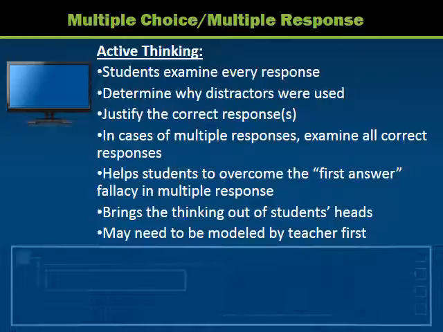Active thinking may also help students to overcome the first answer fallacy within multi-select items. Many students have learned or been taught that once they find an answer that works, they can stop there. This may be the case with multiple choice, but not with multiple response.